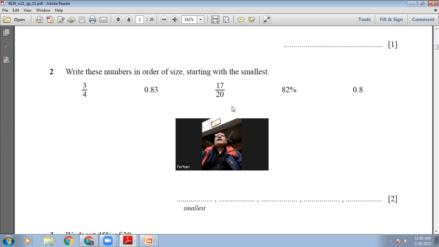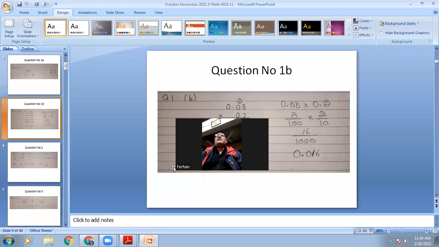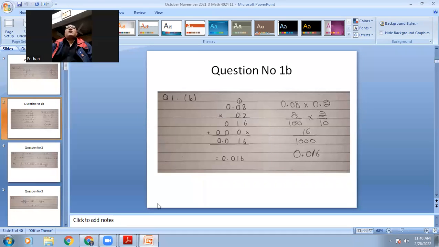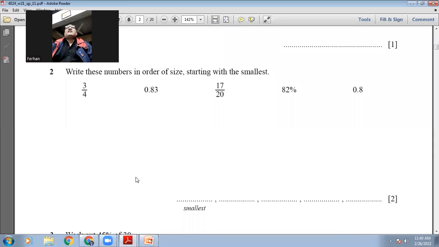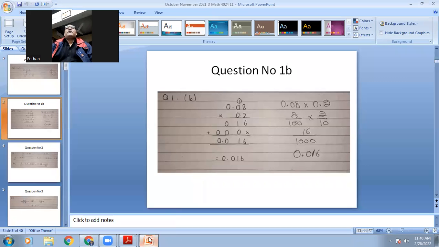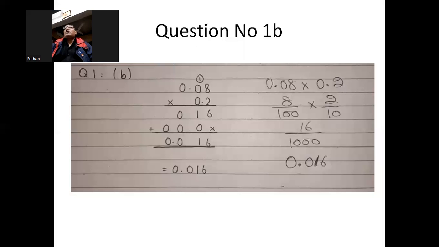And 85 by 100 is 0.85. 82% means 82 by 100, and that will be 0.82, and this is 0.8. And then I will be able to compare them, and then I can write their order. So basically they ask us to start from the smallest. Okay. So let me show you how this is done.